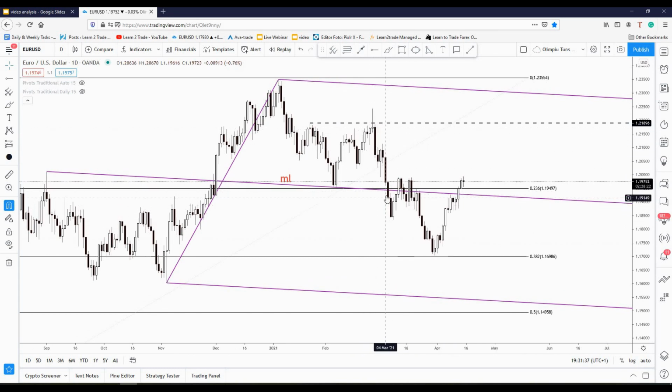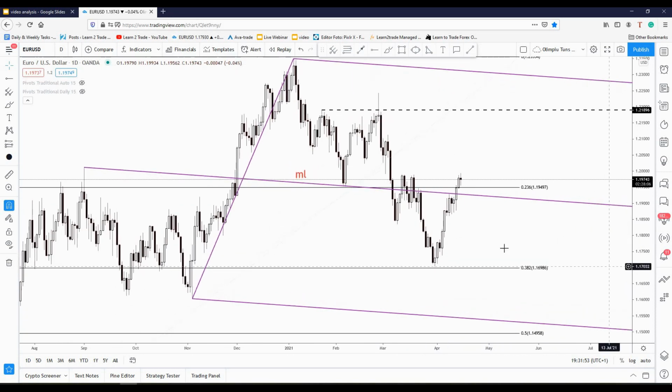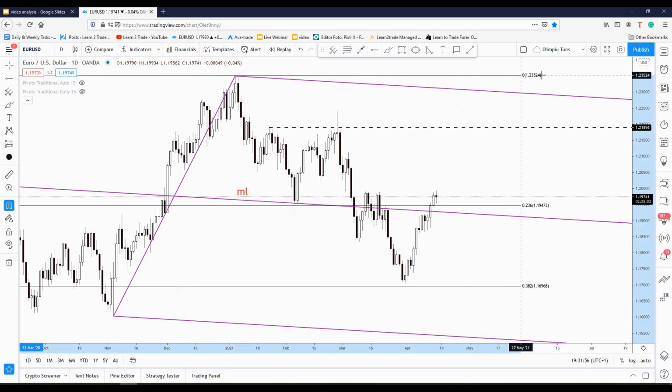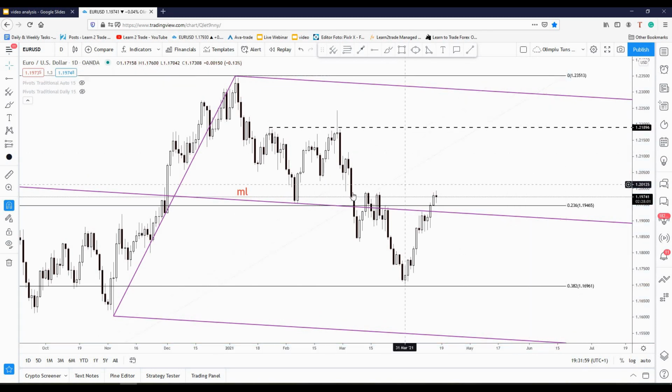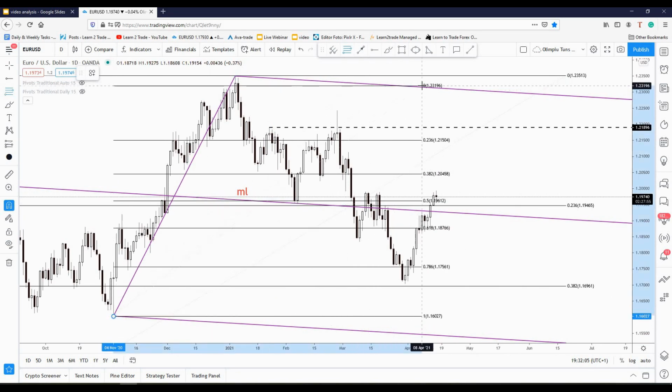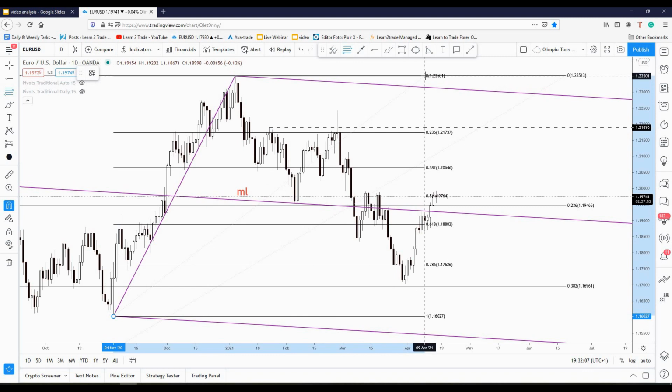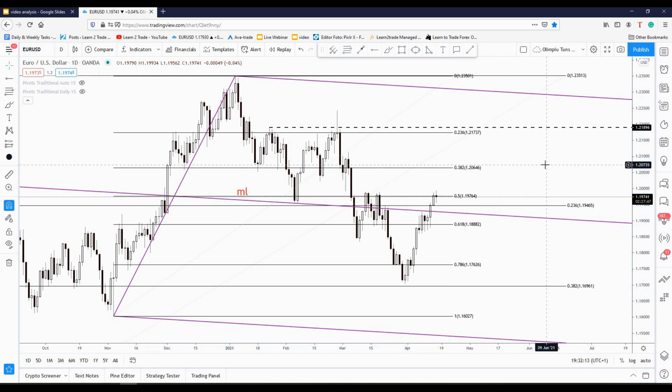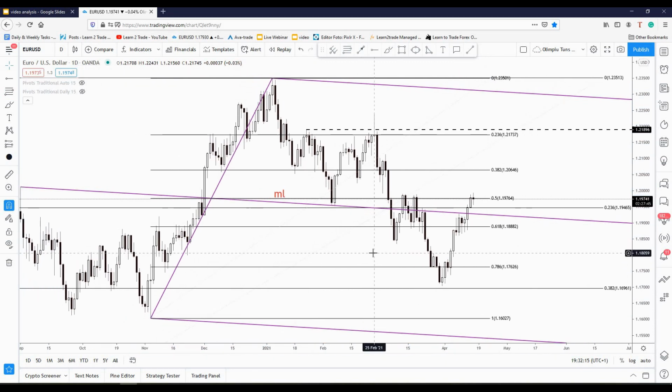This breakdown below 23.6, below the medium line, signaled that the price could continue towards the 38.2, where it found strong support. We'll leave this Fibonacci retracement here, and we'll draw another Fibonacci retracement on this minor swing higher.